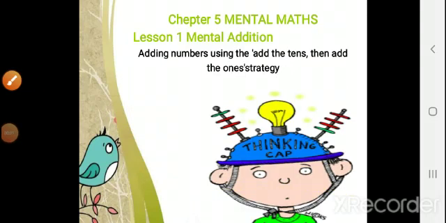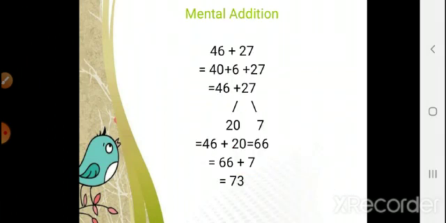Let's have our first lesson, which is mental addition, by adding numbers using the add the tens, then add the ones strategy. Here we have 46 plus 27. How many tens and ones are there in 46? We know that there are 4 tens and 6 ones in 46. Now, can you guess how many tens and ones are there in 27? We know that there are 2 tens and 7 ones in 27. Let's split them. Here we have split 27 into 20 plus 7.